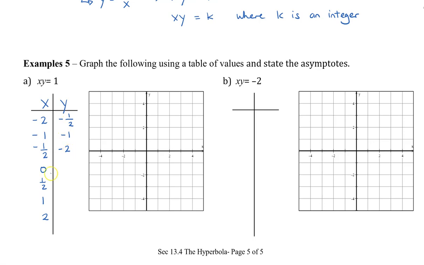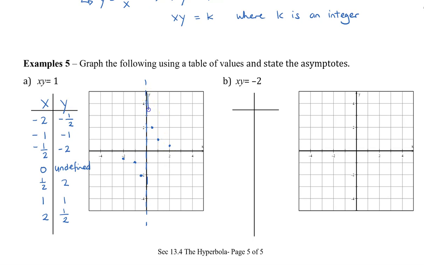Now, if x is 0, that's impossible because we want it to equal 1. So this is where we get our asymptote, and y is undefined. So for half, we get 2, for 1, we get 1, and for 2, we get 1/2. So graphing this, I'll plot these points on our grid. So 0 is undefined, so I'm going to draw in our asymptote. Half is 2, 1 is 1, 2 is 1/2.